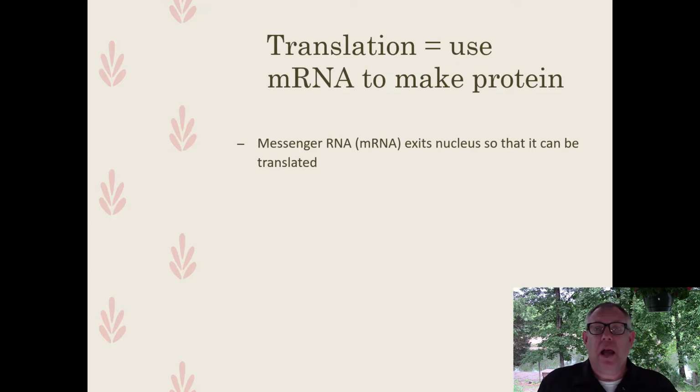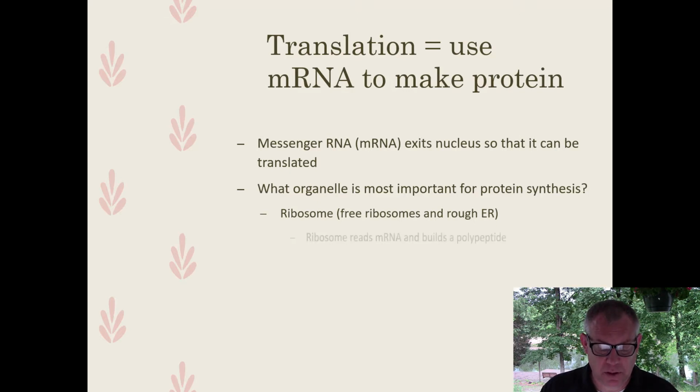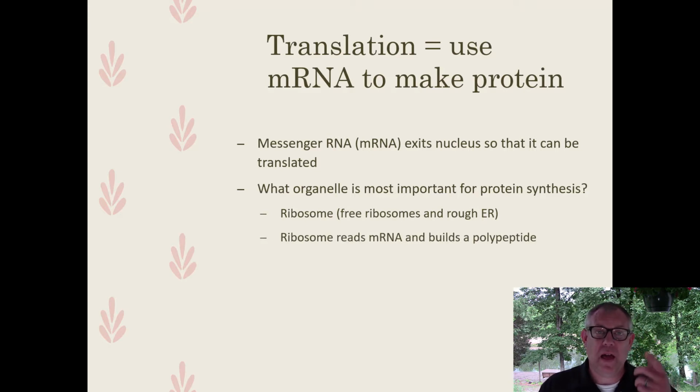So the messenger RNA has been processed, it leaves the nucleus, it's ready to be translated. What organelle do we need? Of course we need a ribosome. And you remember there are free ribosomes floating around in the cytoplasm, and bound ribosomes, which are attached to the endoplasmic reticulum to make rough endoplasmic reticulum. So the ribosomes are going to read that piece of mRNA and make a polypeptide.